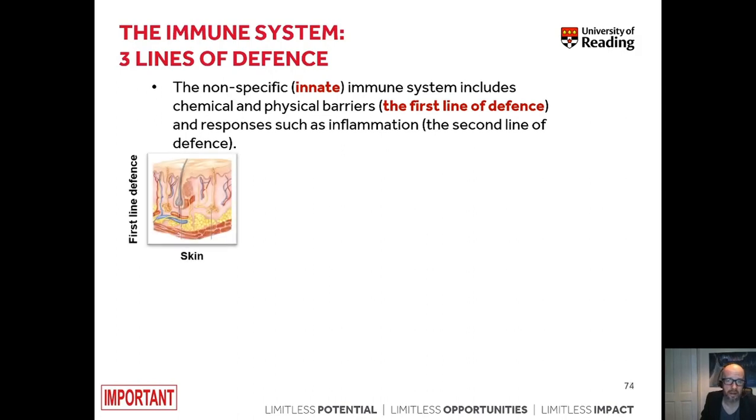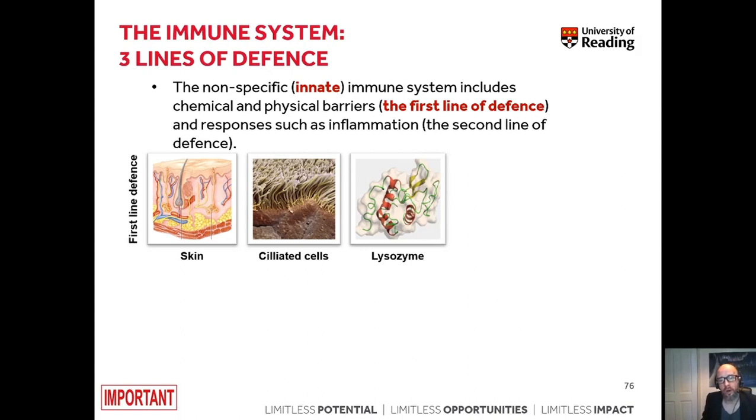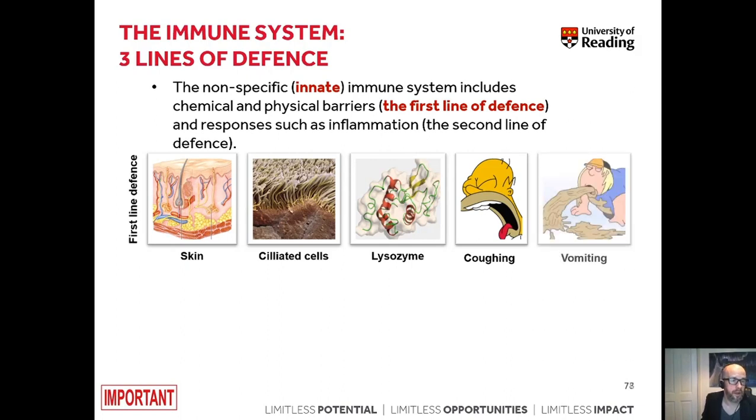We have the skin, which is the most obvious physical barrier between the organism and the environment. We have also ciliated cells that are present in our respiratory tract, in our nose, but also in lung epithelium. The first line of defense also includes molecules, including lysozyme, and mechanisms such as coughing and vomiting. Those are all responses that belong to the first line of defense.